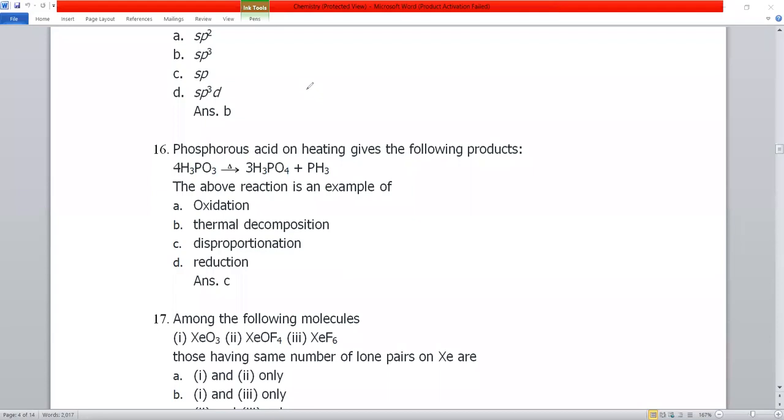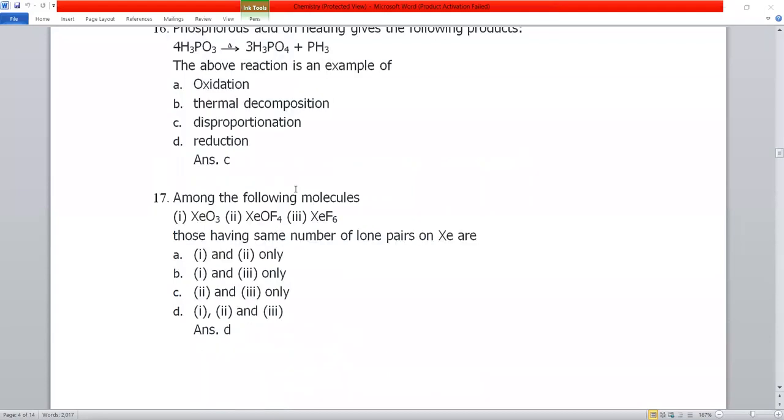Question number 17. Among the following molecules, which have the same number of lone pair electrons on the xenon? XeO3 has a pyramidal structure, and pyramidal will have one lone pair of electrons. XeO3 has one lone pair, and XeOF4 will also have one lone pair. That also has a square pyramidal structure.